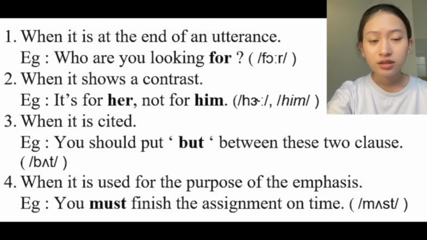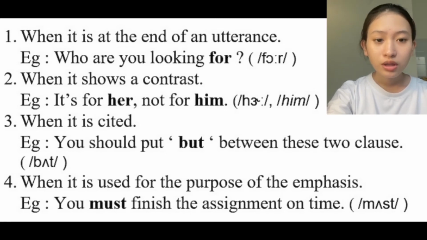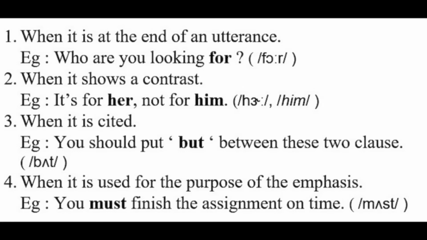Second, it is used when it shows a contrast. For example, "for her, not for him." Third is when it's cited. For example, "You should put 'but' between your two clauses." And finally, it is used for the purpose of emphasis. For example, "You must finish the assignment on time." Now let's come to sentence stress.